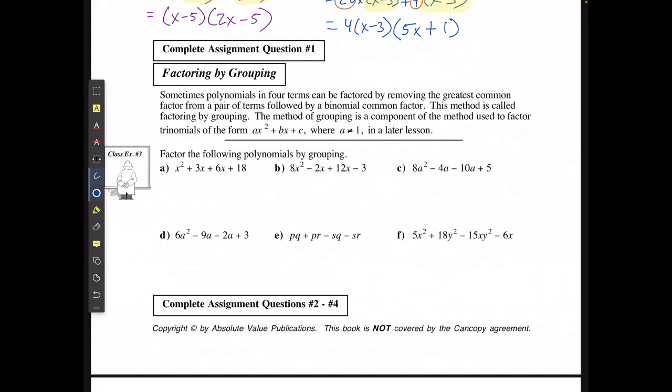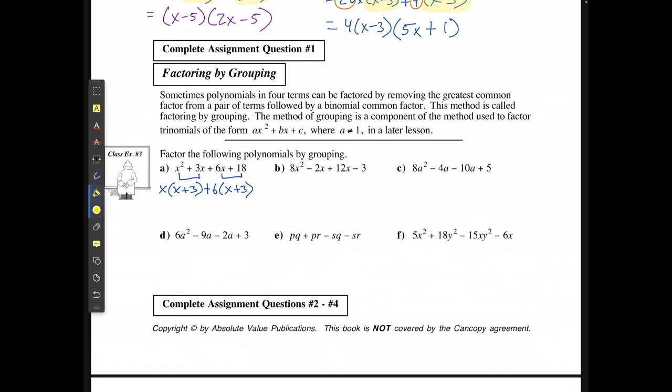If I'm looking at example A, then I would pull the common factor out of just the first two terms. If I have x squared and 3x, I can divide both those by x. And I'm going to be left with x plus 3. If I factor just from the second two terms, 6x and 18 has a common factor of 6. And I'm left with x plus 3.